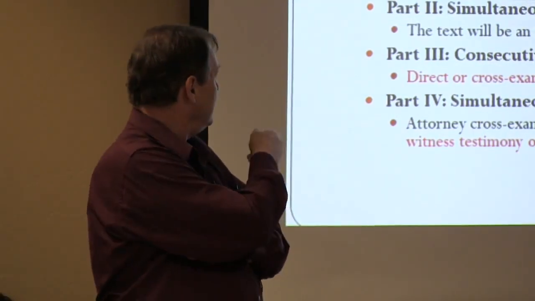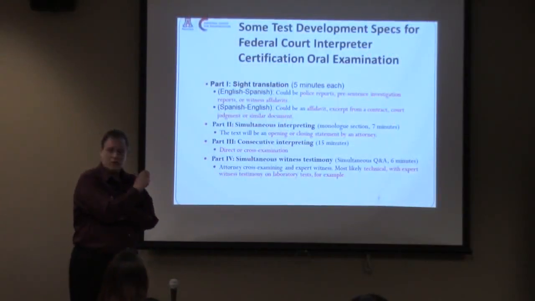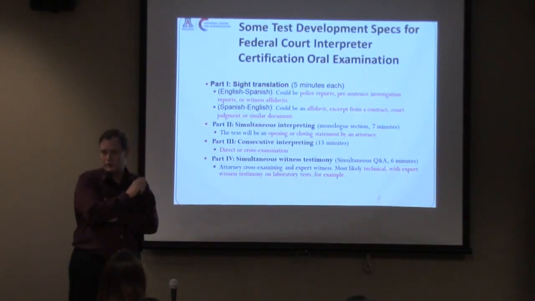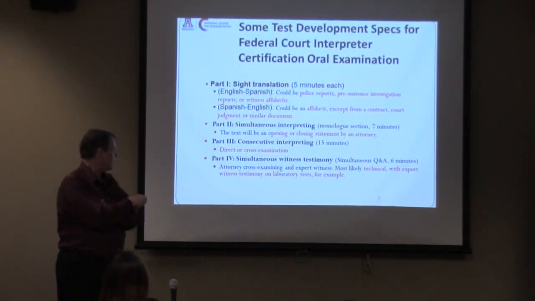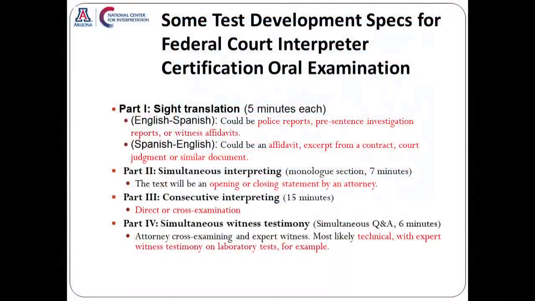And by the way, the sight translation, English to Spanish, Spanish to English, and simultaneous, those are all on the state exam too. So when you're practicing for one exam, you're also practicing for the other one. That's the good news. And that also goes for the consecutive. So they tell you the time, and they tell you that it's a direct or cross-examination. So they'll have a witness, who is either a defendant or somebody testifying to some crime, and it's going back and forth between Spanish and English.